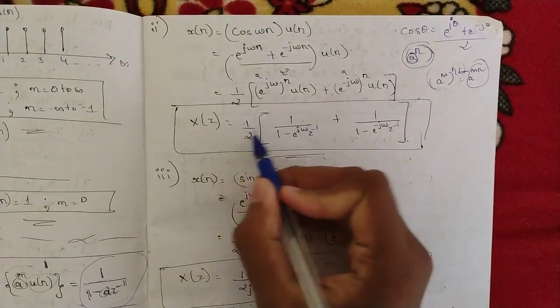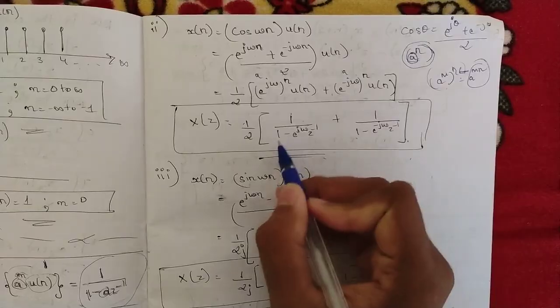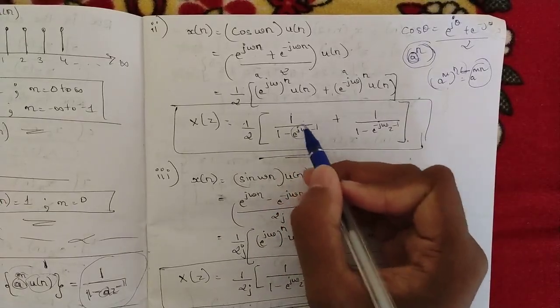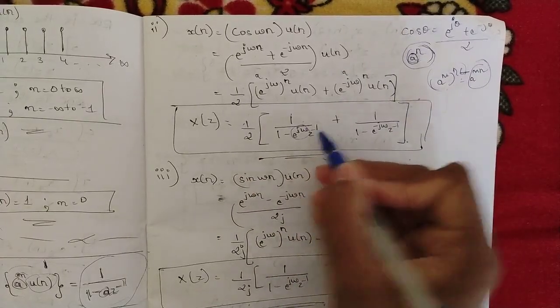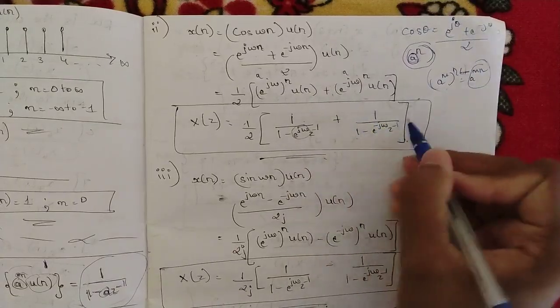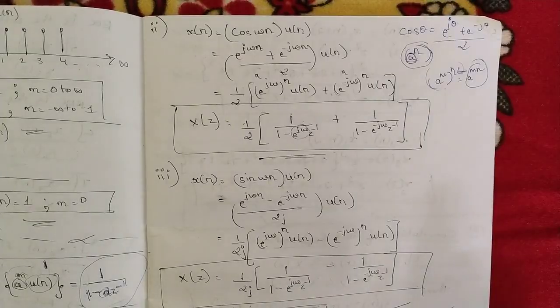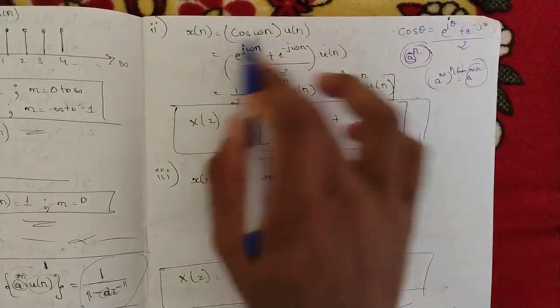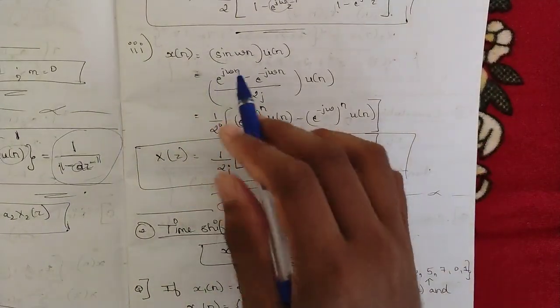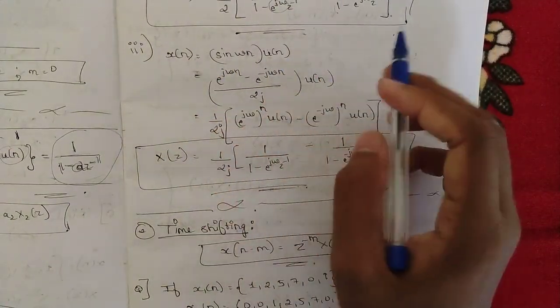That would be equal to 1 by 2 into 1 divided by 1 minus, in place of a we have e power j omega z inverse, plus 1 divided by 1 minus e power minus j omega z inverse. Like this you should be solving this question. Similarly, we have one more question: x of n is equal to sine omega n into u of n.